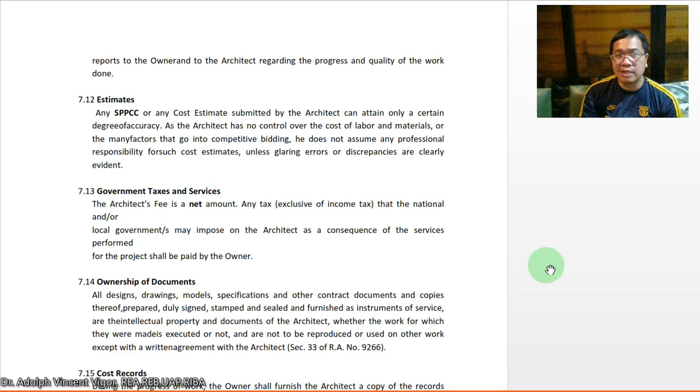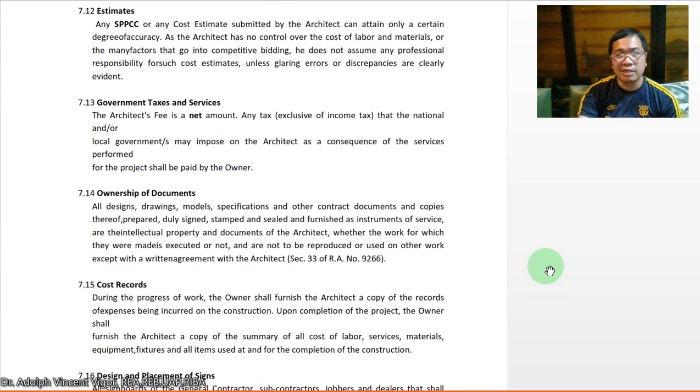When you have government taxes and services, the architect's fee is a net amount. Any tax, exclusive of income tax, that the national and or local government may impose on the architect as a consequence of the services performed for the project shall be paid by the owner. So this is also important, guys, that you explain this to the owner, that the taxes shall be paid for by him, as early as possible. Because if you don't inform the owner, that might cause issues later on.